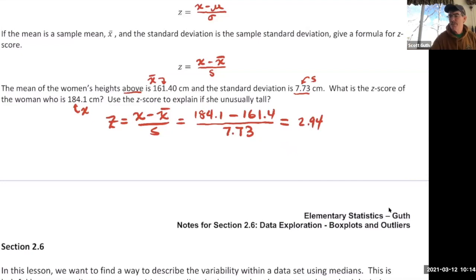And this is where you want to think about, we made a rule for what classifies a value as unusual. And remember, the z-score is the number of standard deviations from the mean. So how many standard deviations is unusual? What's the rule?